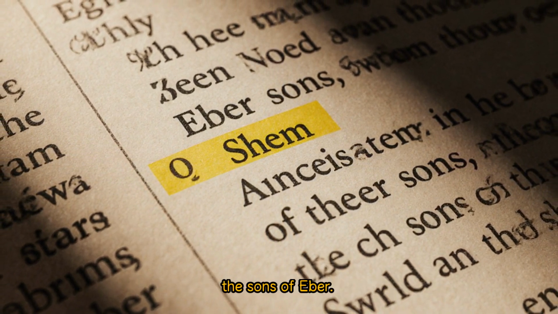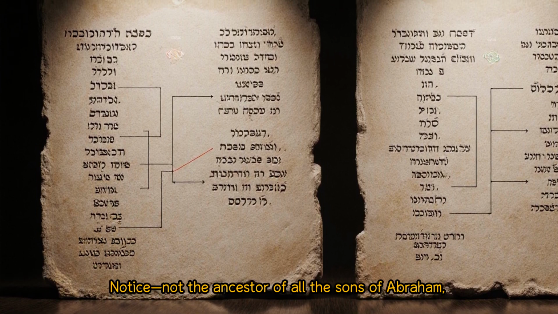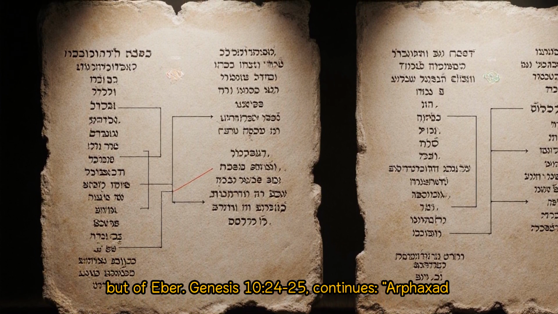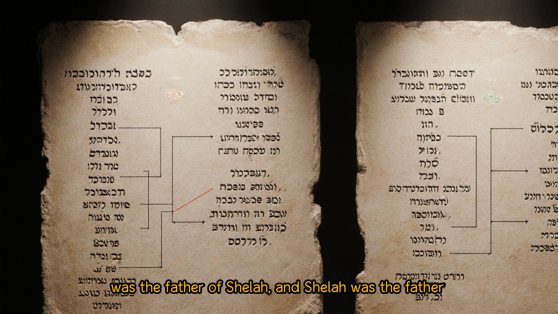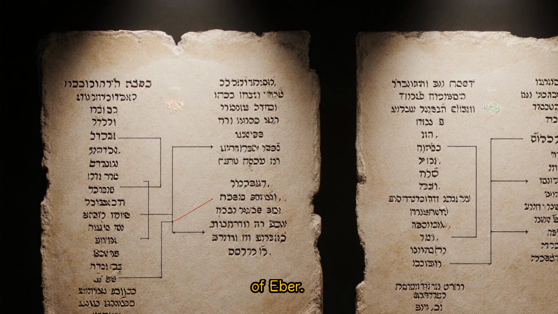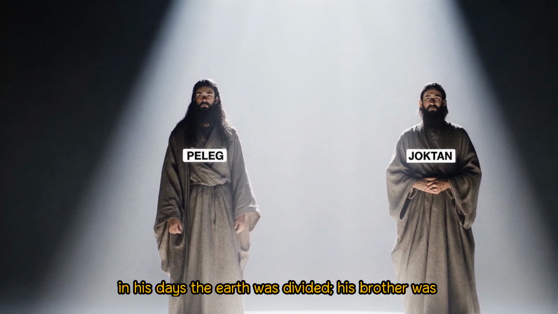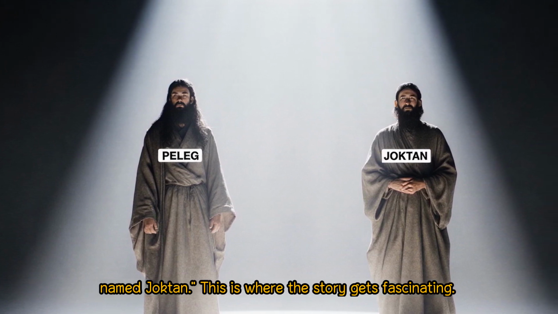Shem was the ancestor of all the sons of Eber. Notice, not the ancestor of all the sons of Abraham, but of Eber. Genesis 10:24-25 continues. Arphaxad was the father of Shelah, and Shelah was the father of Eber. Two sons were born to Eber. One was named Peleg, because in his days the earth was divided. His brother was named Joktan.